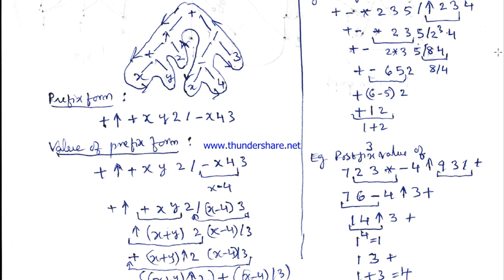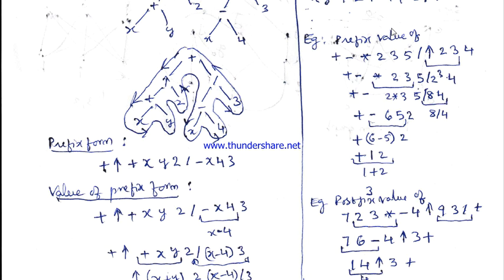This is another example here to find the prefix value. To find the value of the prefix expression, it has to be worked from right to left. So we are working here from right to left. After this vertical arrow we have 2, 3. So we have to find 2 power 3, which is 8, to be placed after the slash symbol. After slash we have 8, 4. So we have to write 8 by 4, 2 placed.